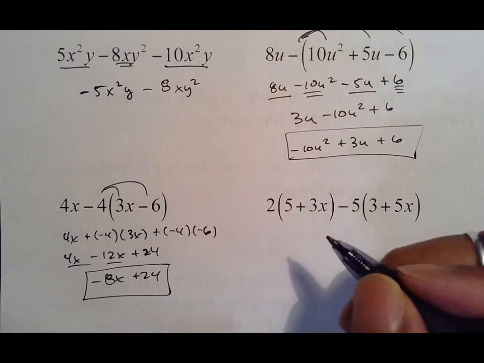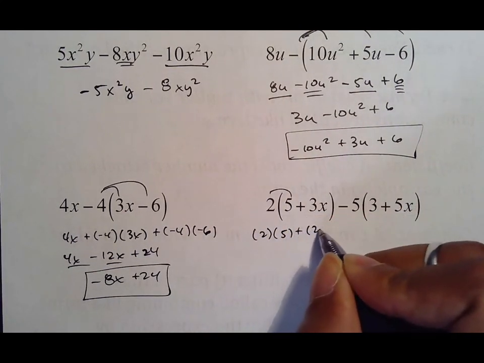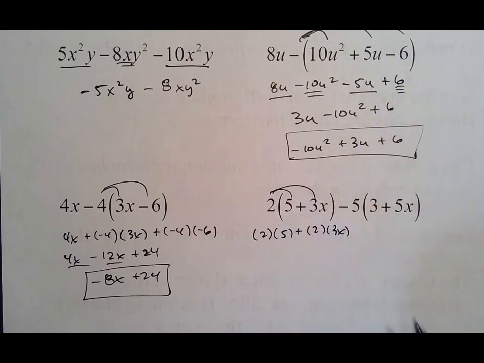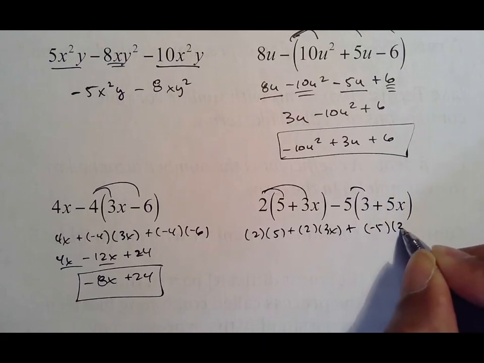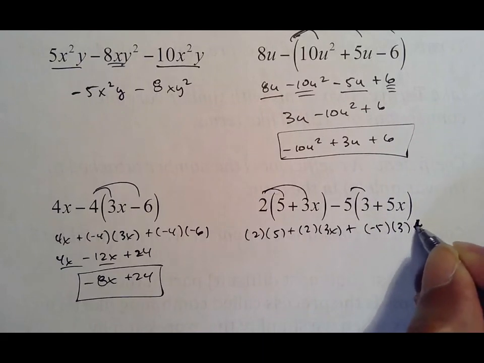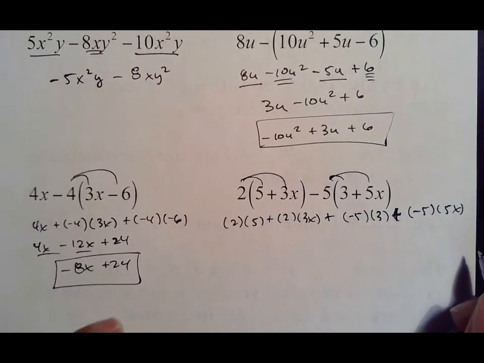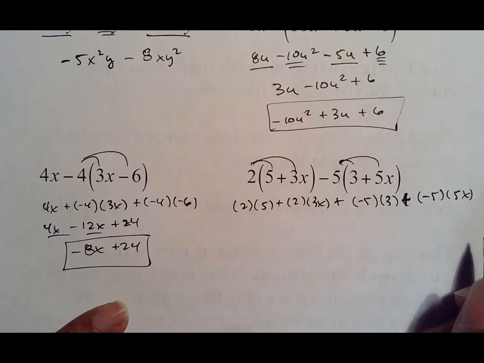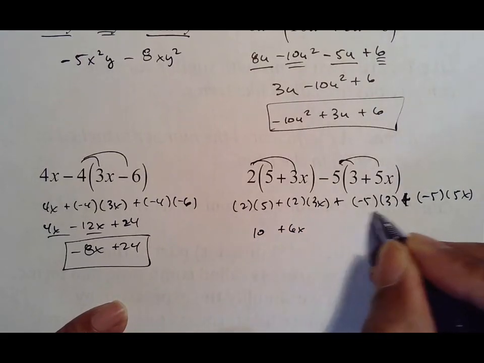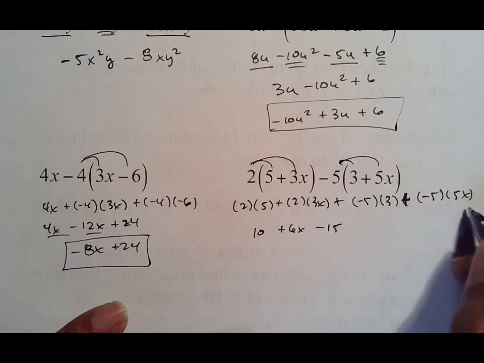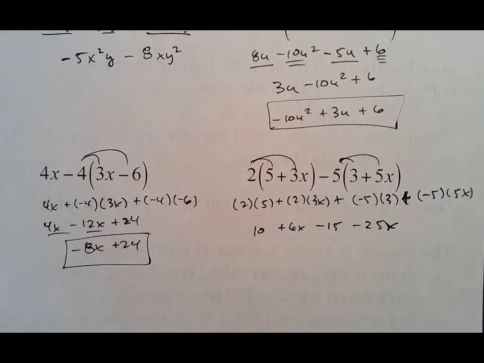And the last one, again, two distributive properties, so I'm going to take my time. 2 meets 5, and 2 meets 3x, and negative 5 meets 3, and negative 5 meets 5x. Notice how our fundamentals come in to help us out. Now we do this as a 10. This is plus 6x. This is minus 15, and this is minus 25x. See how your fundamentals get you to the answer.